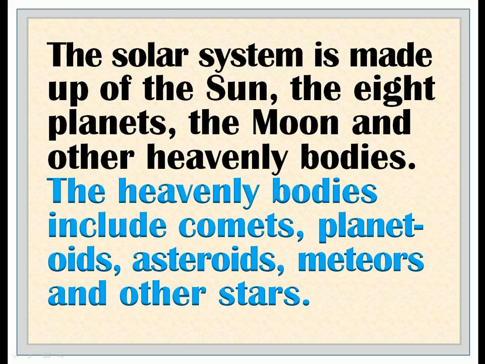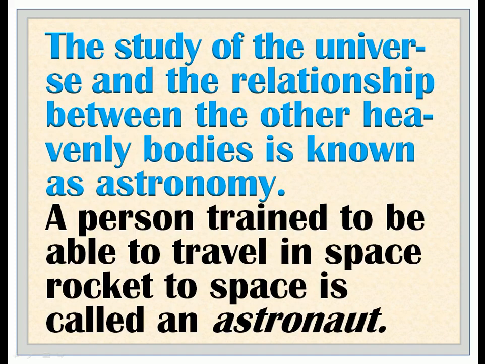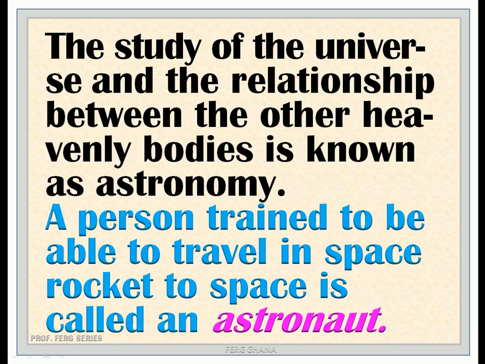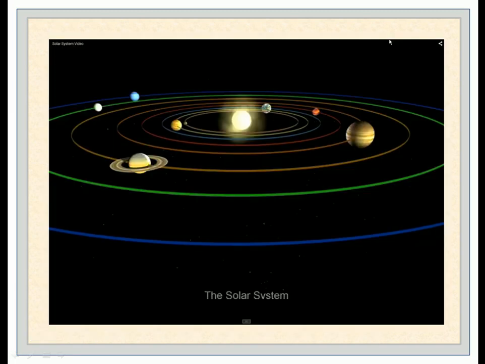The heavenly bodies include comets, planetoids, asteroids, meteors, and other stars. The study of the universe and the relationship between the other heavenly bodies is known as astronomy. A person trained to be able to travel in a space rocket to space is called an astronaut. This picture illustrates the components of the solar system.